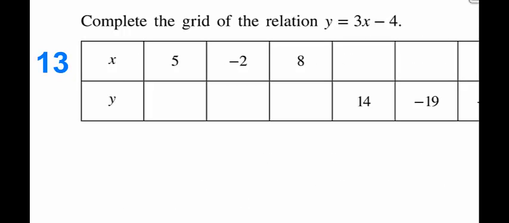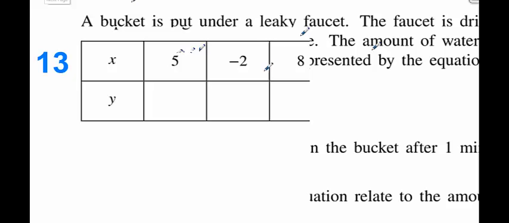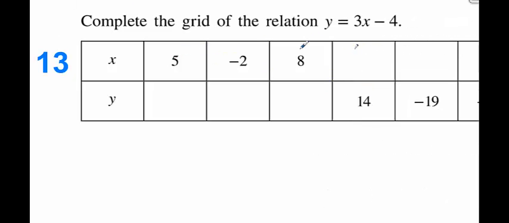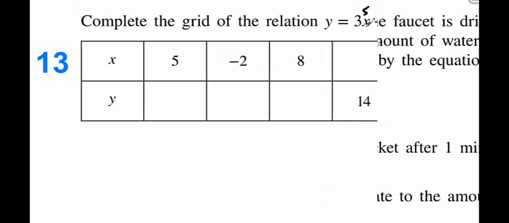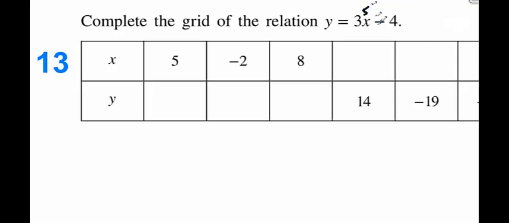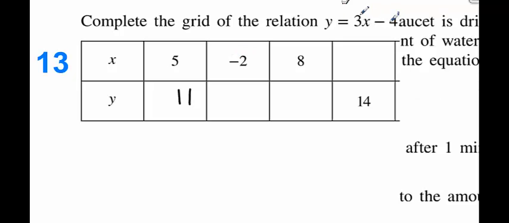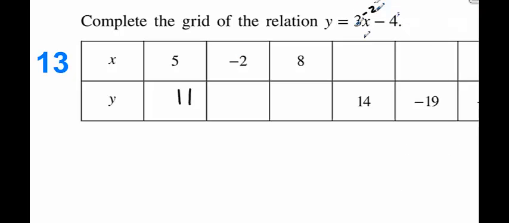Complete the grid. Well, here, we're just going to substitute the x each time, or the y, and give us our other answer. So if I put 5 right here, 3 times 5 is 15. 15 minus 4 is 11. So y is 11. Okay, let's do the next one. X is -2, so we substitute that there. 3 times -2 is -6. -6 plus a -4 is a -10.